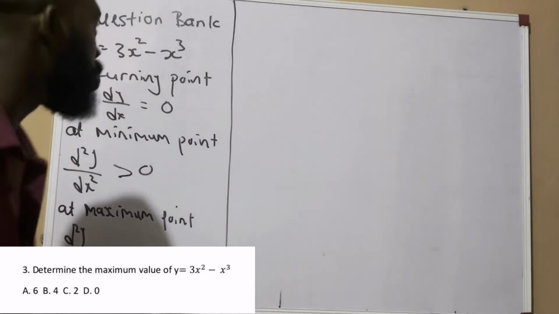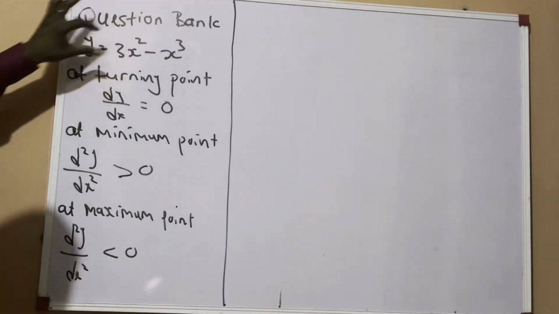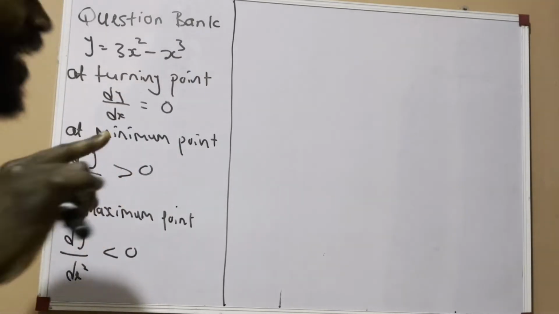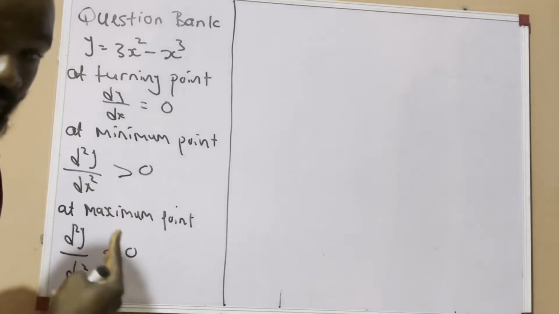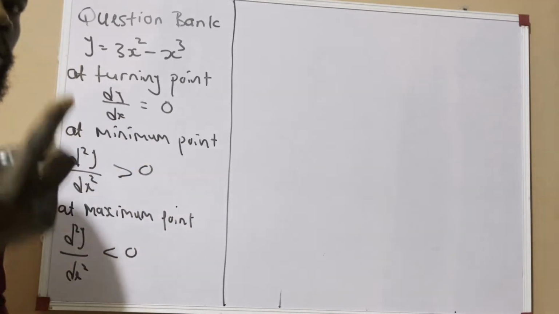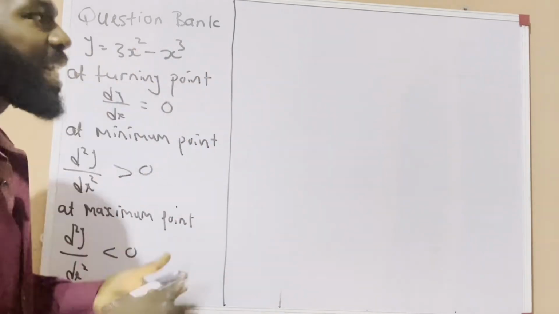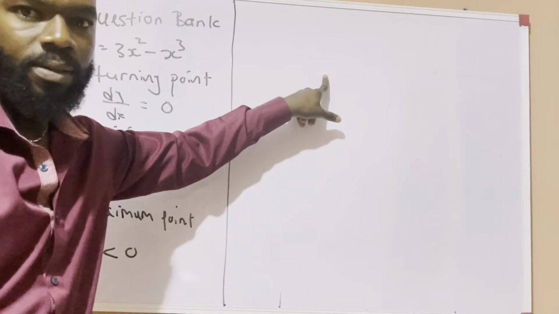Now, let me introduce you to the concept of powers. The power here is 2, the power here is 3. In this function, the highest power is 3. Because the highest power is 3, it means in this question, we will get 2 values for x. In the first question we treated, the highest power was 2, and that was why we got just 1 value for x, which was x equal to 1.